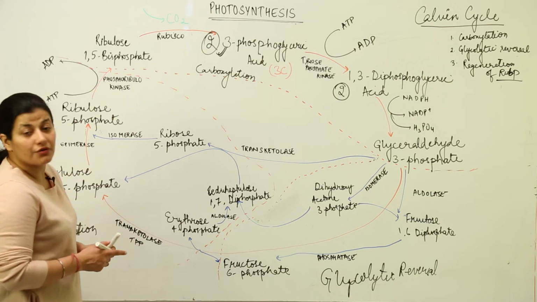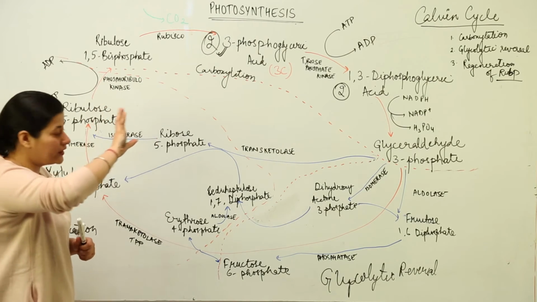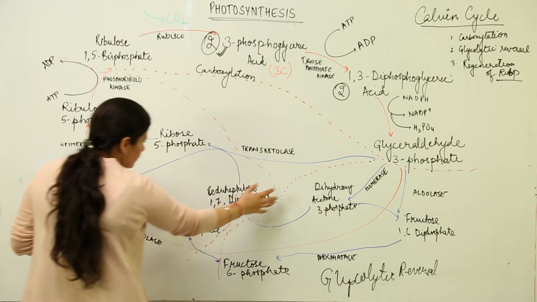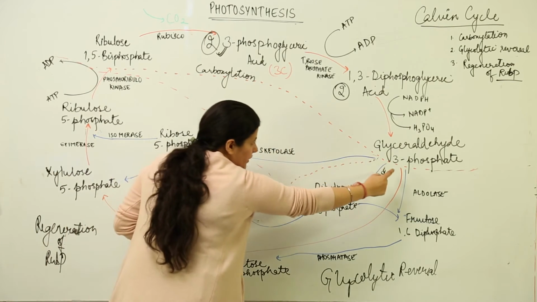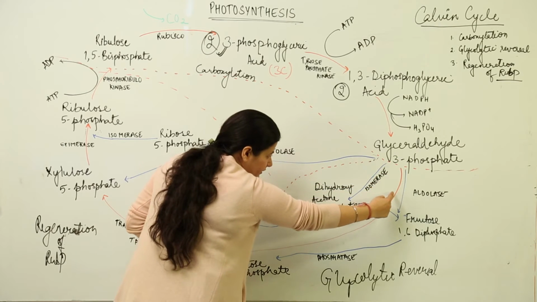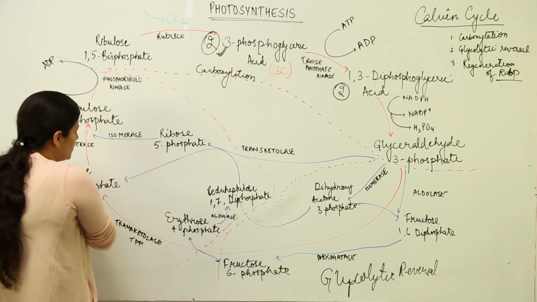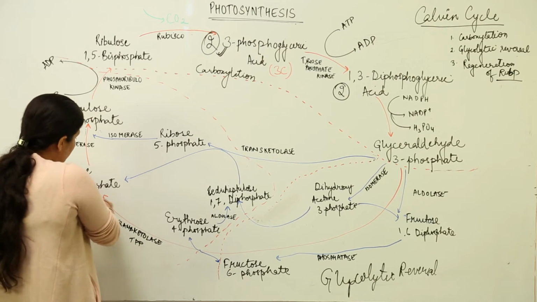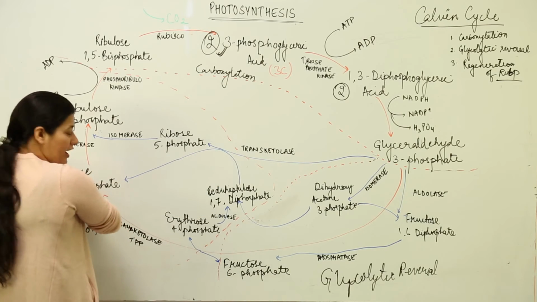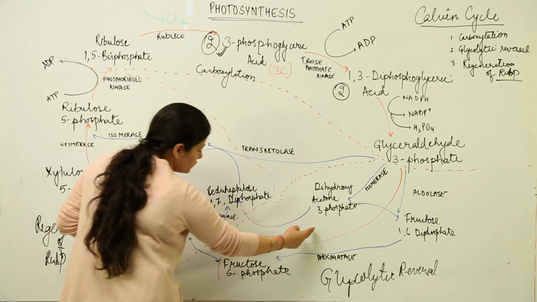How do we regenerate the RuBP that would again be ready for combination with carbon dioxide? This entire step involves the regeneration of RuBP. Now what you have to keep in track, this red arrow, this glyceraldehyde 3-phosphate comes and combines to form xylulose 5-phosphate. Now from 3 it becomes a 5-carbon compound. How does it become a 5-carbon compound? Because there are steps involved inside.